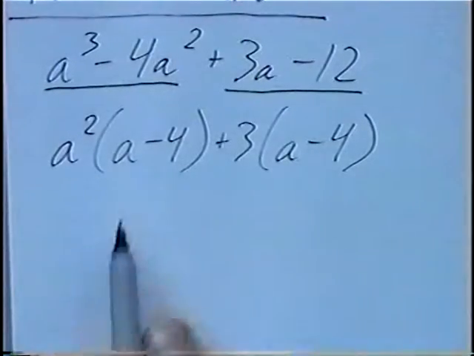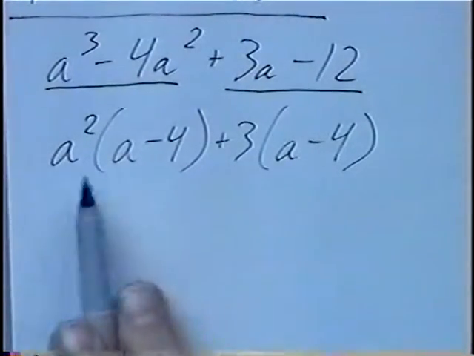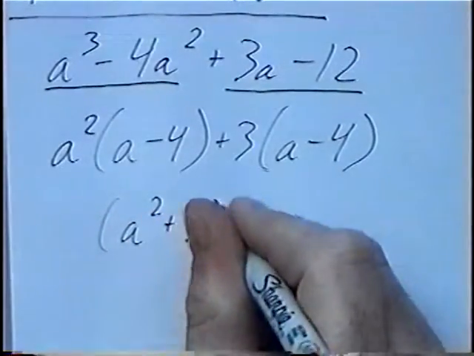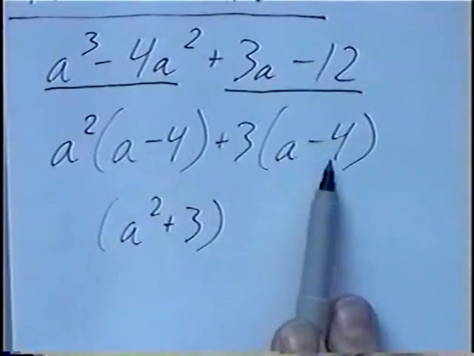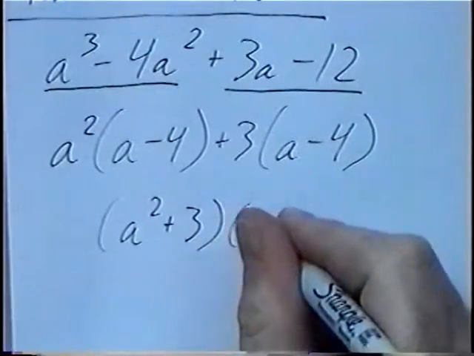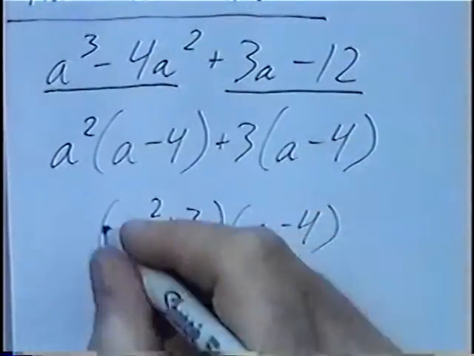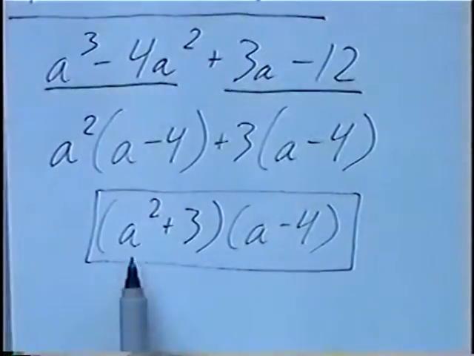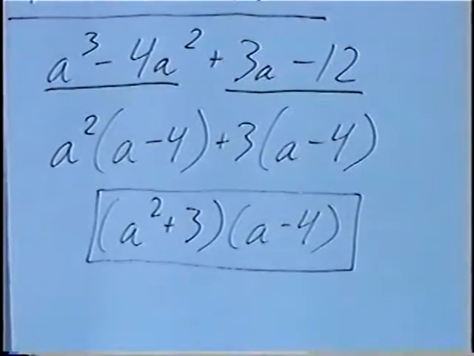When the parentheses do match up, the terms outside, a squared and 3, will be one of the factors, a squared plus 3, and the parentheses that do match up is our second factor, which is a minus 4. You can always check the parentheses at the end, to make sure there are no other common factors to take out.